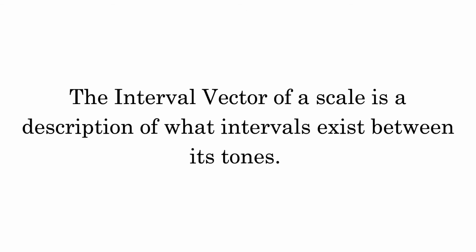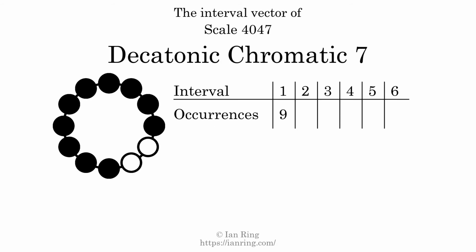The interval vector of a scale is a description of what intervals exist between its tones. There are 9 intervals with the size of 1 semitone. They are here, here, here, here, here, here, here, here, and here. There are 8 intervals with the size of 2 semitones. They are here, here, here, here, here, here, here, and here.